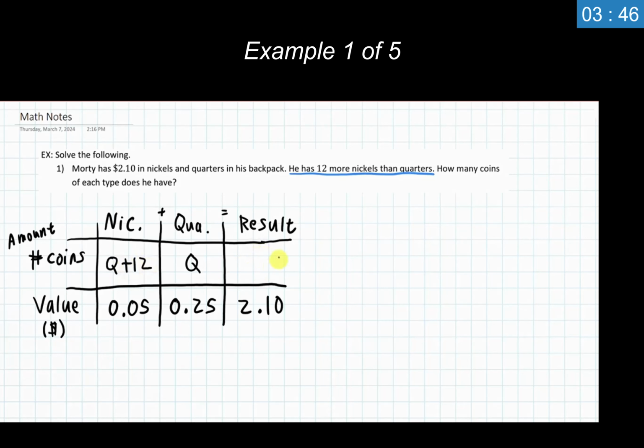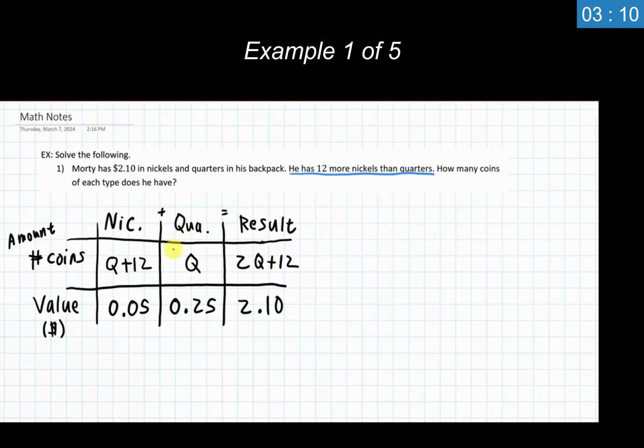Now, do I know this total resulting amount? No, that has not been given to me in this problem. However, what's nice about this amount row here is this amount of coins plus this amount of coins would give us a result here. So what's the total number of coins? Well, it's going to be 2Q plus 12. We may or may not be using this as we're creating equations, but sometimes it's nice to have that written in there just to know the amounts added together should give me my result here.